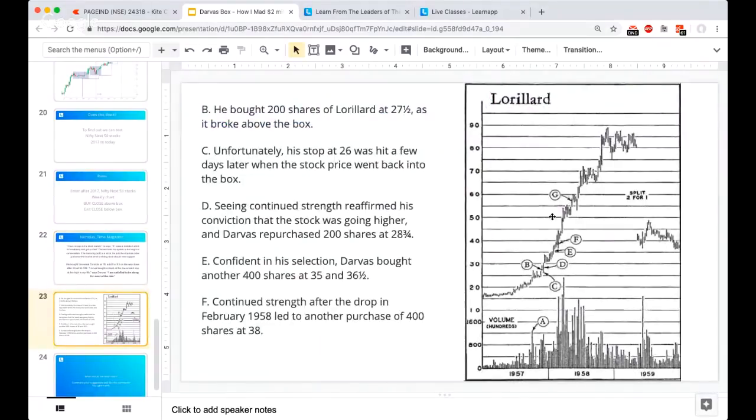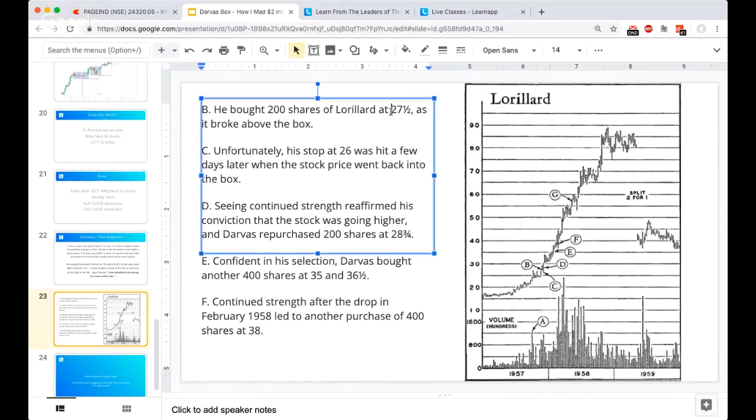So this is Nicholas's trade on Lorillard. Very interesting. So first, he noticed this stock. It was a cigarette company. And interestingly, at B right here, he bought 200 shares at $27. Unfortunately, at C, it went below the box and he exited. So he had an initial stop loss where if the market comes back into the box, he exits. So he bought at 27, he exited at 26 and took a loss.